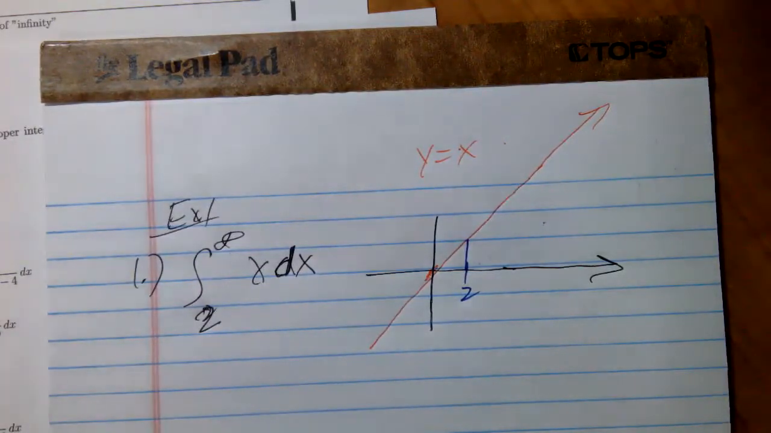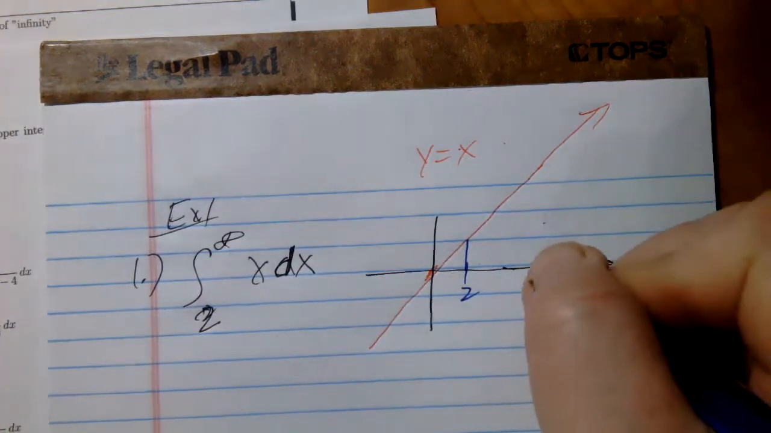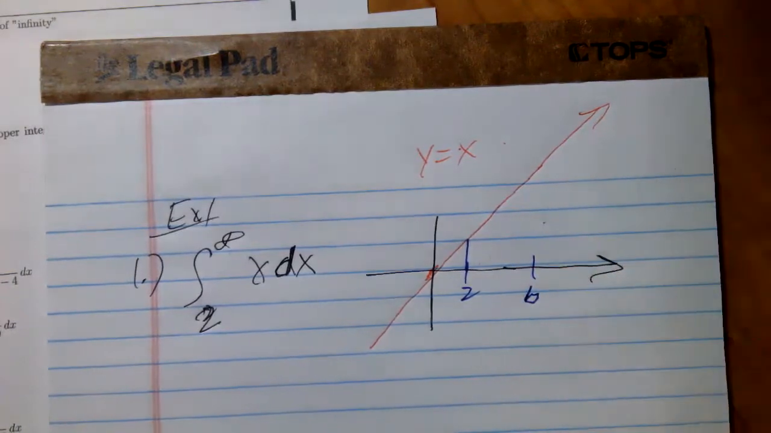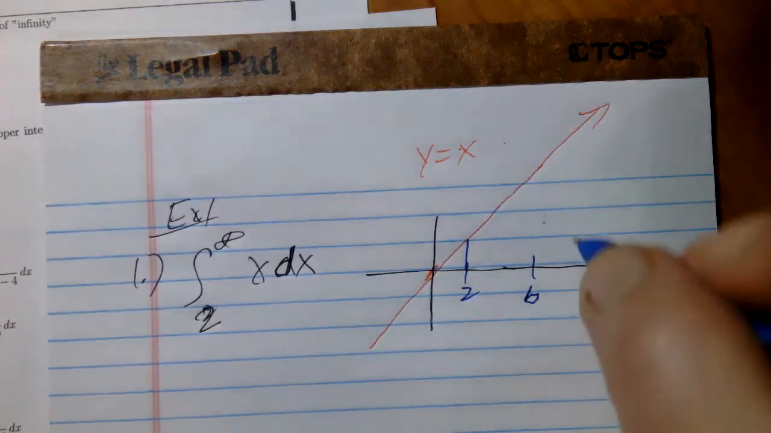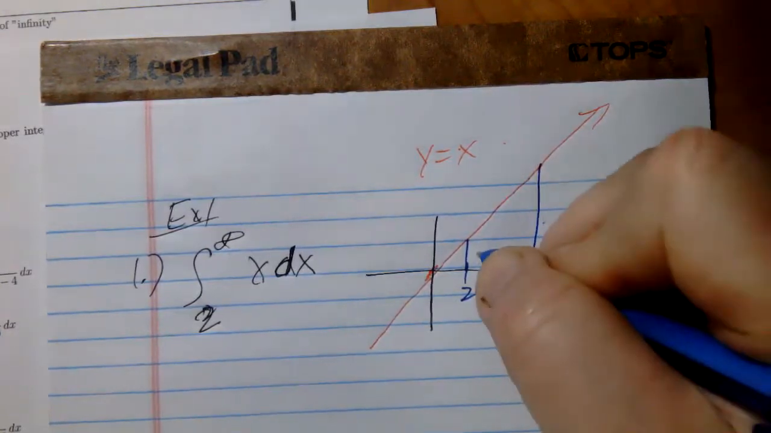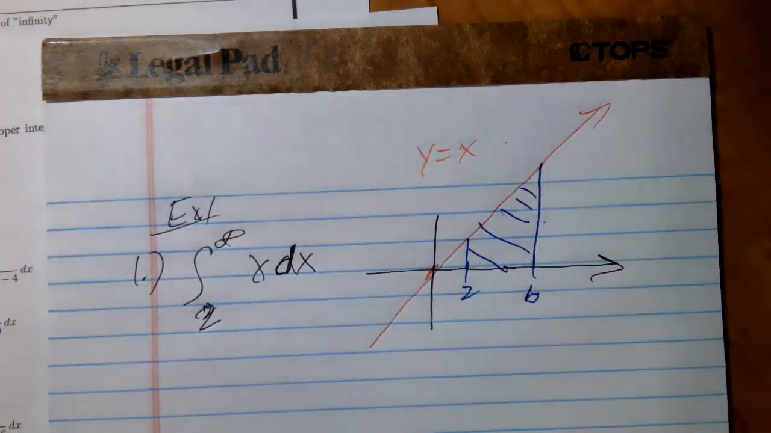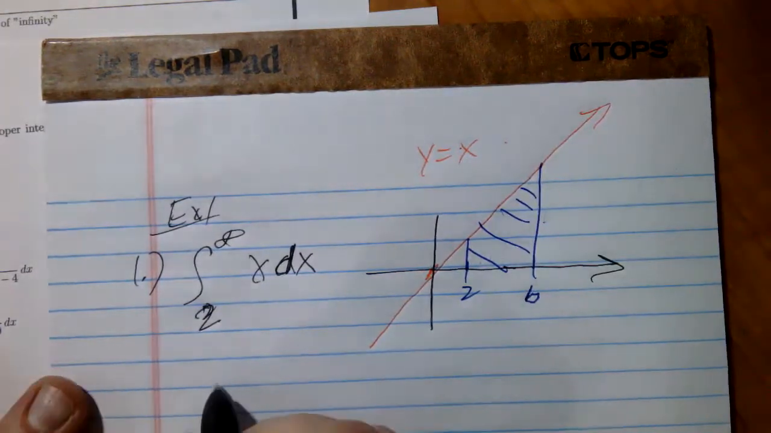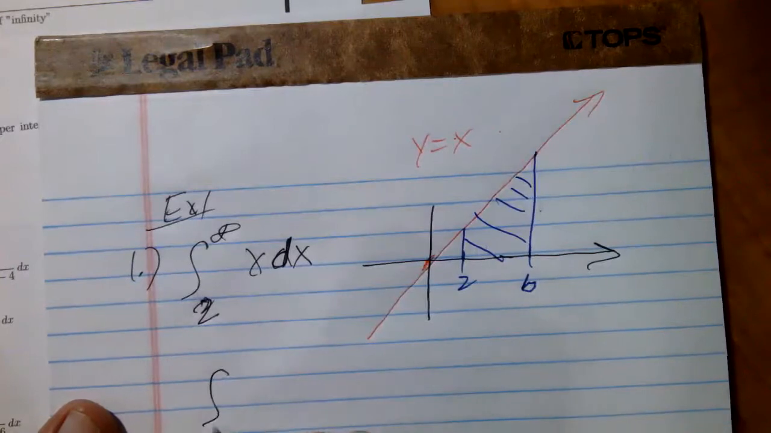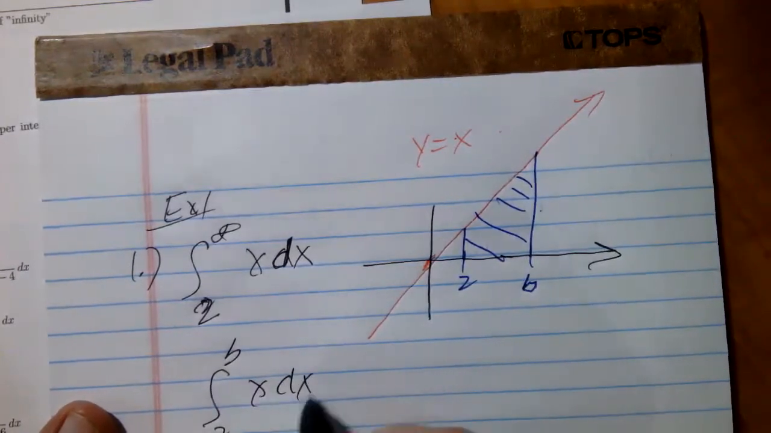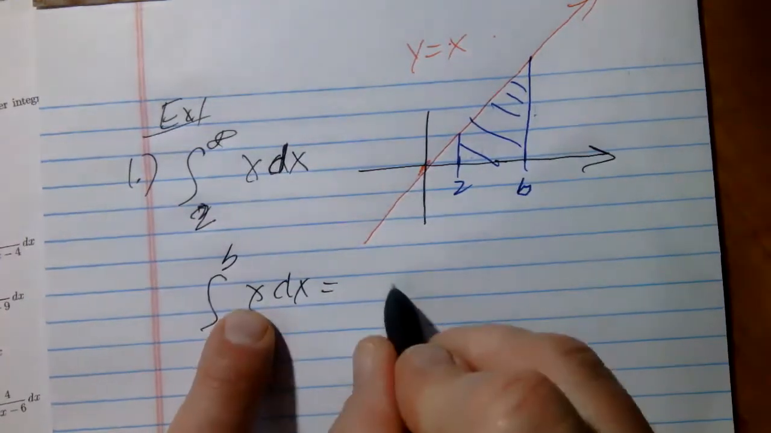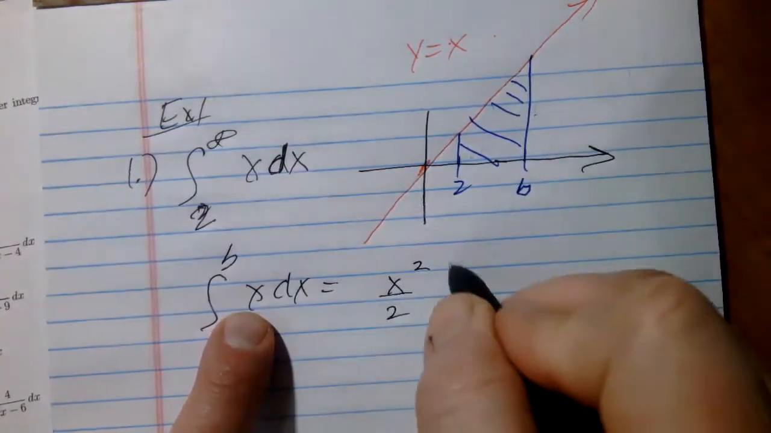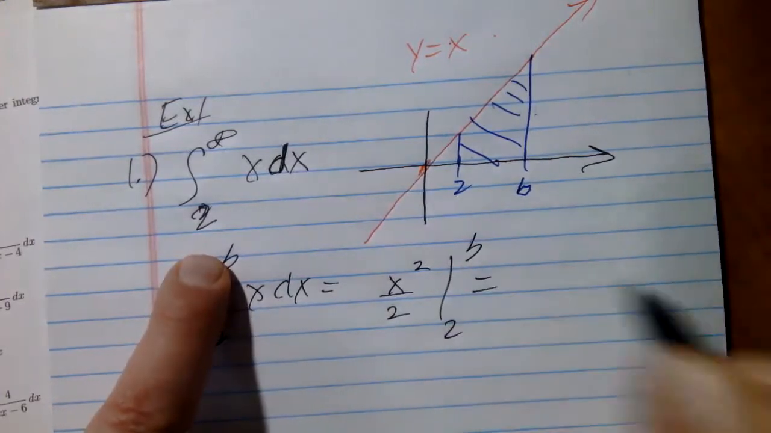Duh. But just to get the idea down, when you do these, what you want to do is pick a spot, but keep it arbitrary. Imagine b is a set number, I just don't know what it is. So I want to find this area. I'm creating a new integral where I'm going from 2 to b. Then you integrate and plug in your bounds, the usual stuff. In this case, the integration is pretty easy. It's x squared over 2, with lower bound 2 and upper bound b.